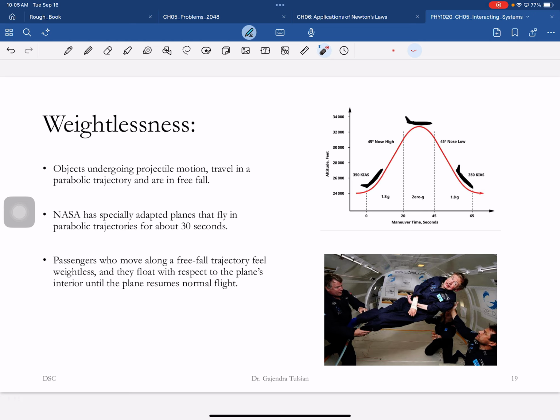So objects undergoing projectile motion travel in a parabolic trajectory or in free fall. NASA has these specially adapted planes that fly in trajectories for about 30 seconds. So each of these parabolic arcs lasts about 30 seconds. So Professor Stephen Hawking got to experience this.